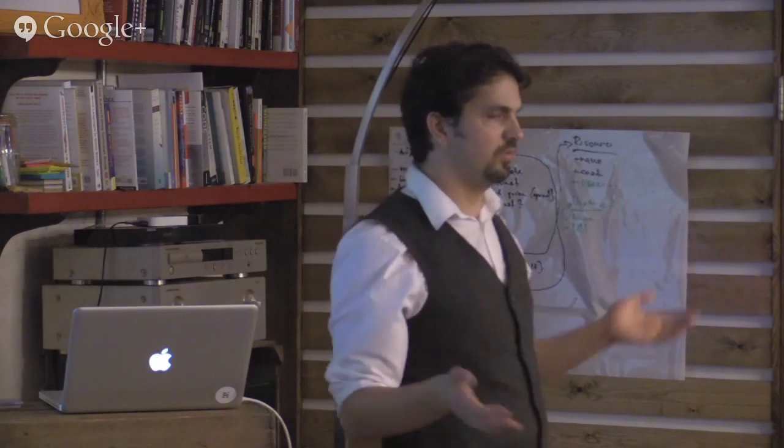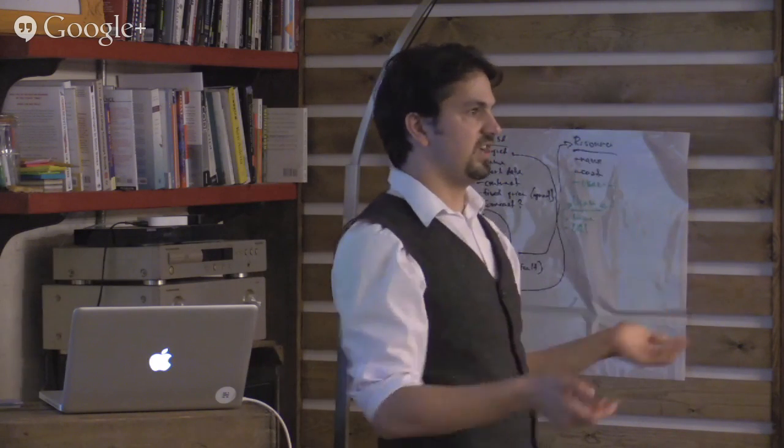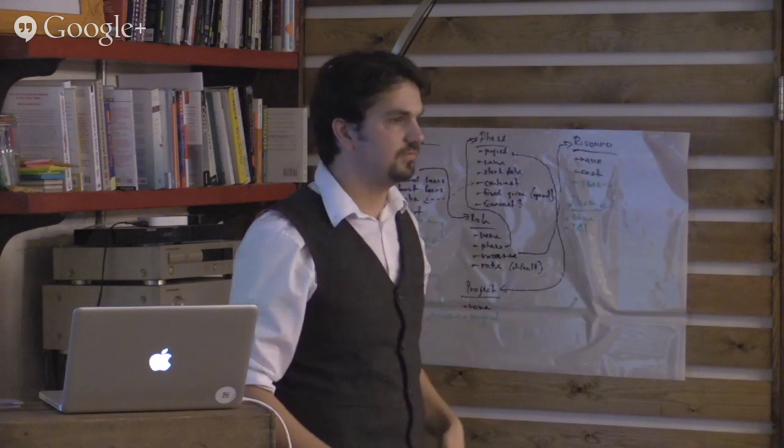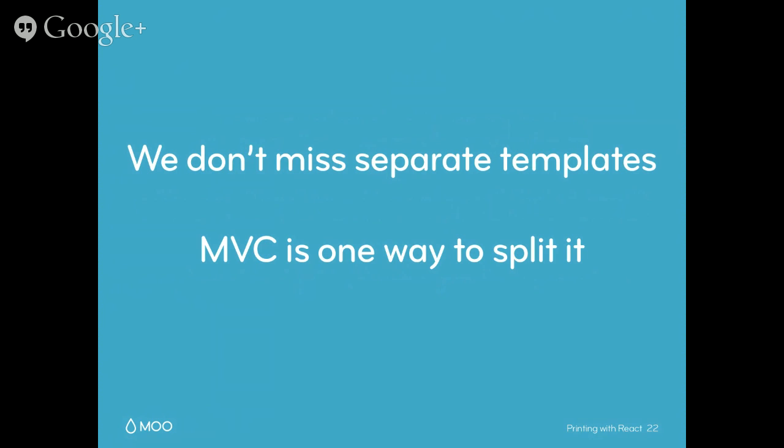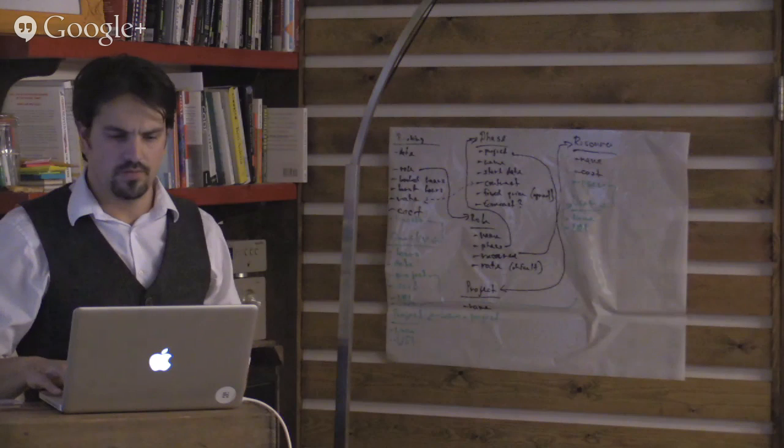It's really easy to look through my code base and say, here are my JSX files, that's mostly view-type stuff, then I've got some utilities and some data models. Code structure is sane by default. That's a huge win over lots of other tools where your state and your code are all mixed up. We don't miss separate templates one little bit. MVC is just one way to split it. You've still got to do all of those things, but this organization works way better for us.